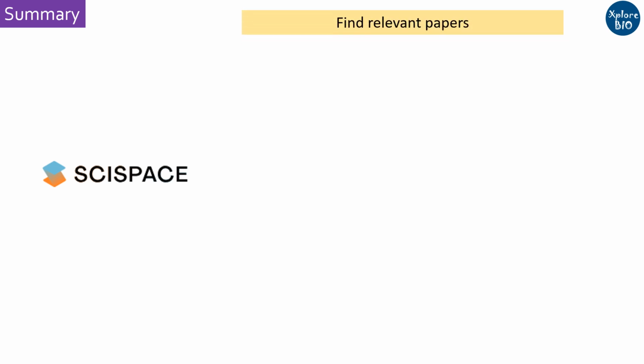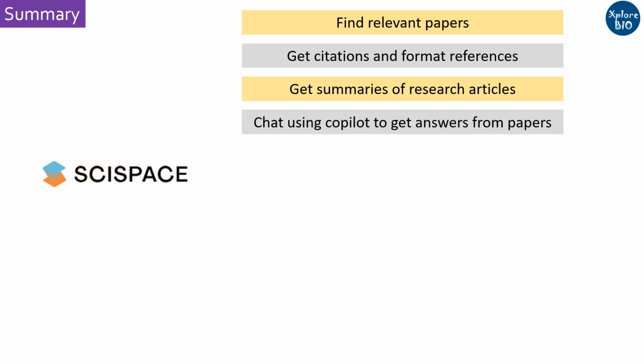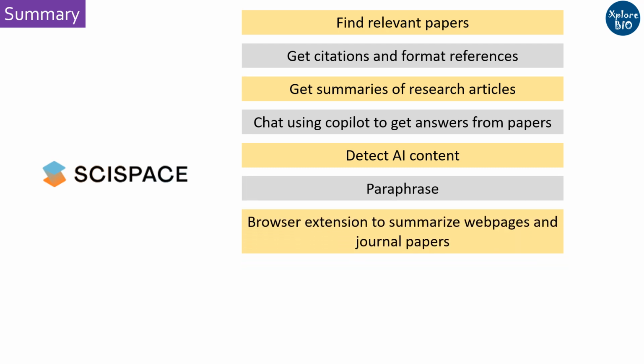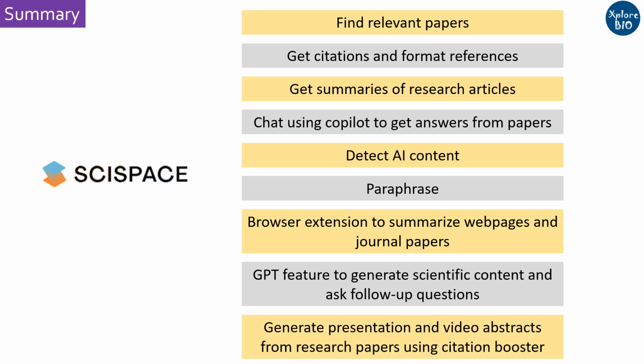SciSpace is an amazing AI package that can help you in finding relevant research papers and citing them, getting the summaries of individual sections in an easy-to-read tabular format. Its copilot feature helps you to chat with the research papers and PDFs and get suitable answers. We also saw how you can detect AI content and how to paraphrase the paragraphs. The Chrome extension helps you to get the summaries of websites and journal papers. Using its GPT feature, you can chat with the paper of your interest. Another useful feature of this tool is the citation booster for creating presentations and video summaries of research papers that can help you gain more citations.